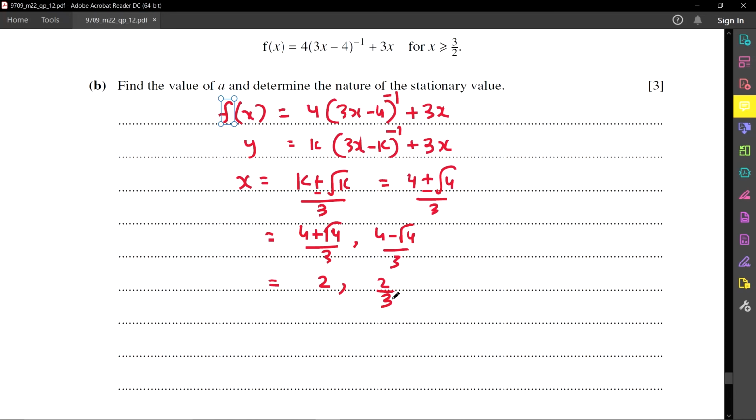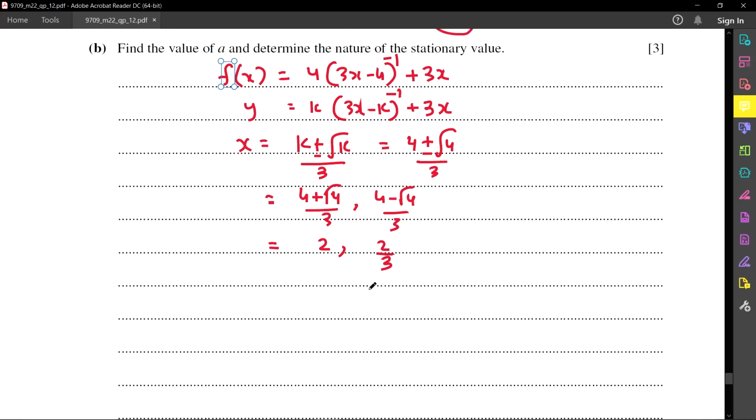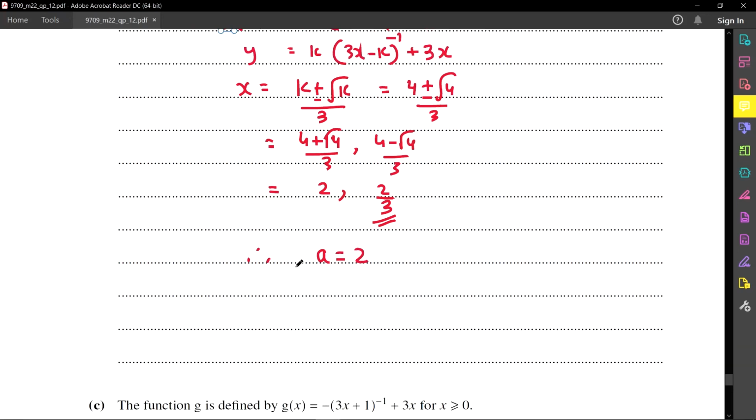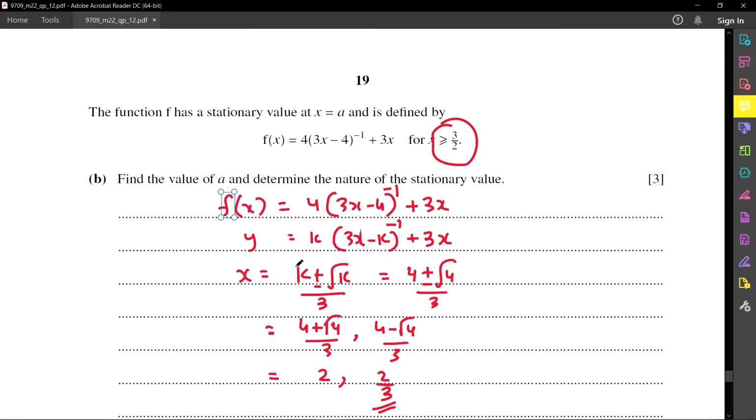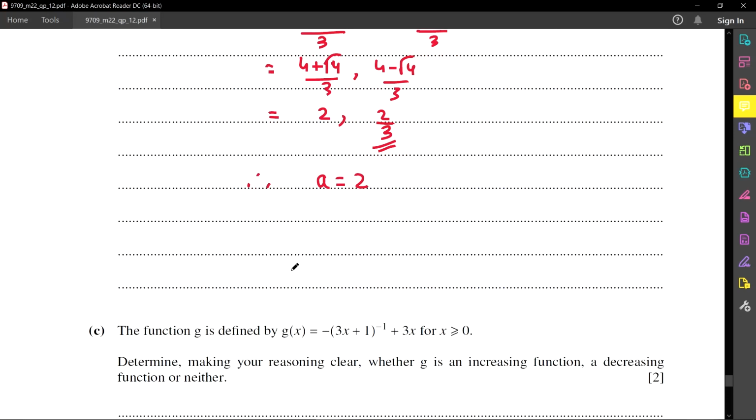But the domain is fixed, x greater than or equal to 3 by 2. So the a value 2 by 3 cannot be accepted. Therefore a is 2. And so find the value of a and determine the nature of the stationary value. Got the a value.